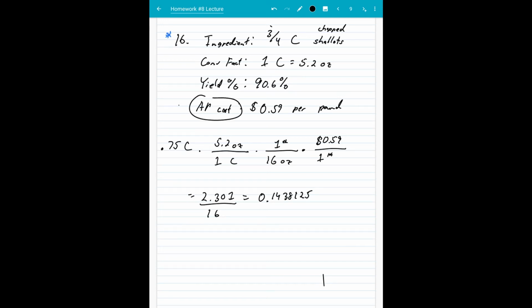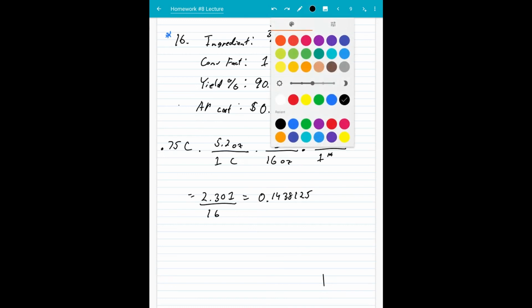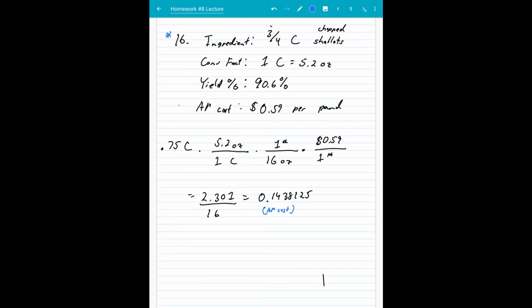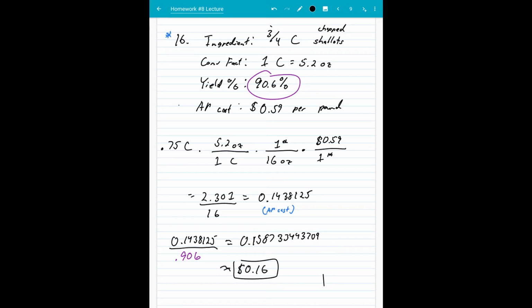0.1438125. But remember, this was calculated right here. This was calculated with the AP cost. So this is with our AP cost. To find out with the EP cost, we just need to take that number, 0.1438125, our final number, and divide it by the yield percentage. So divide it by this yield percentage, 0.906. If you divide that out, this way you don't have to keep those infinite decimals. That gives us our answer right away, 0.1587334433709, which rounds to 16 cents.